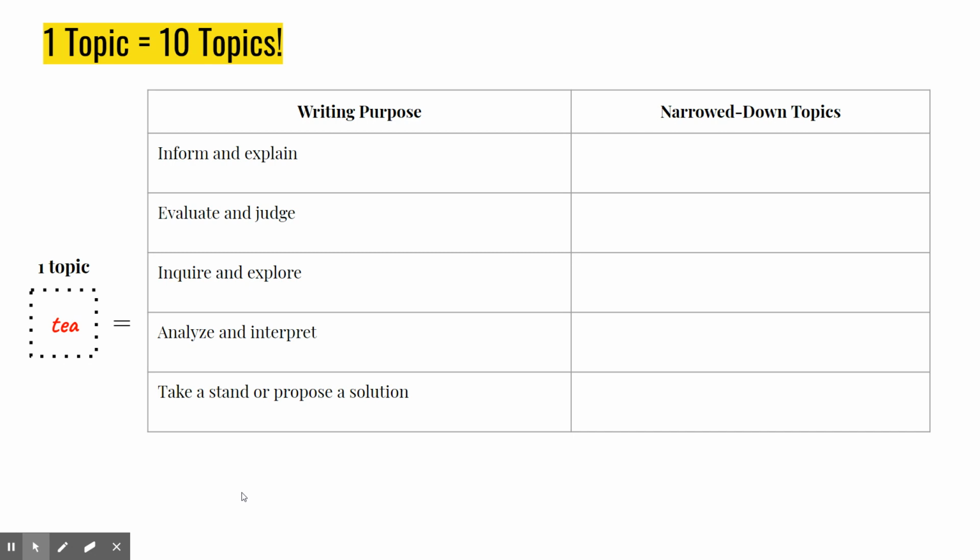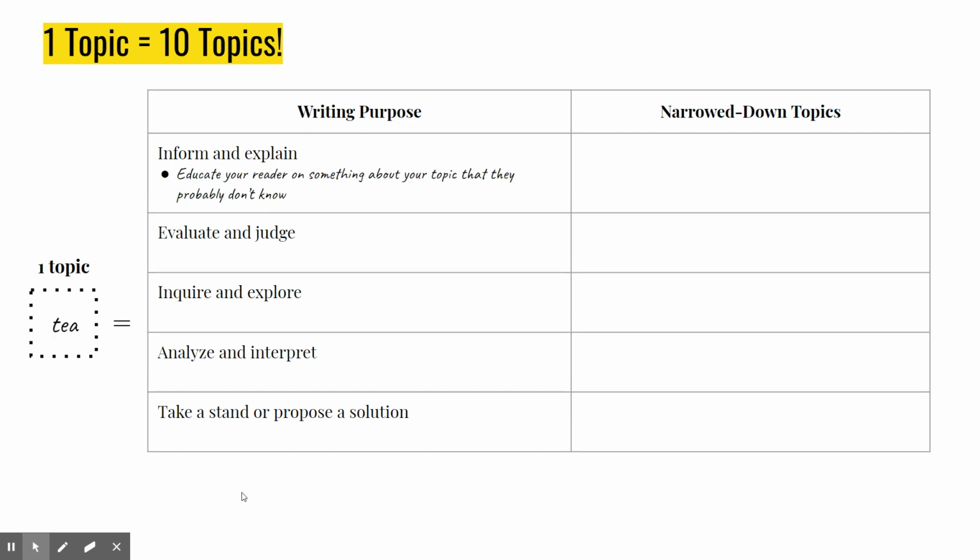The first reason for writing that we're going to talk about is writing to inform and explain. When you write to inform or explain, you're writing to educate your reader on something about your topic that they probably don't already know. Maybe you don't know it right now either, but you might learn about it in your initial research and want to share that new knowledge.